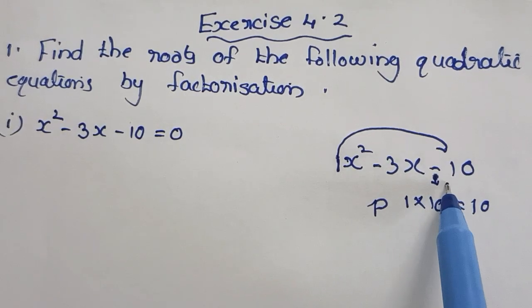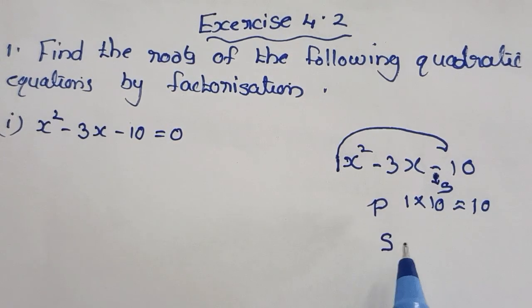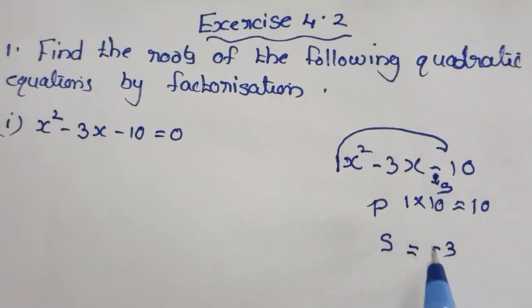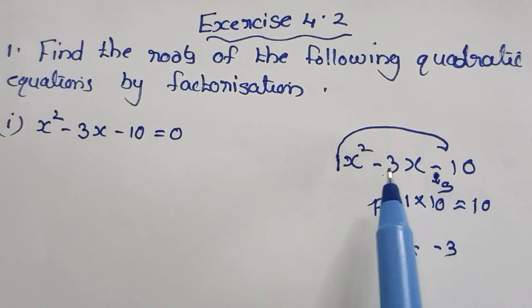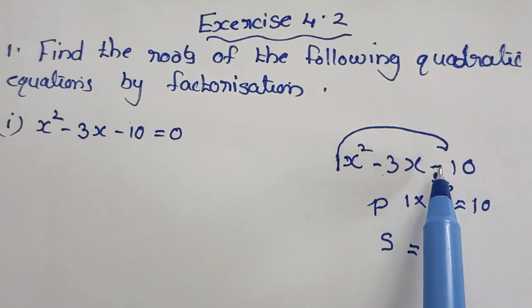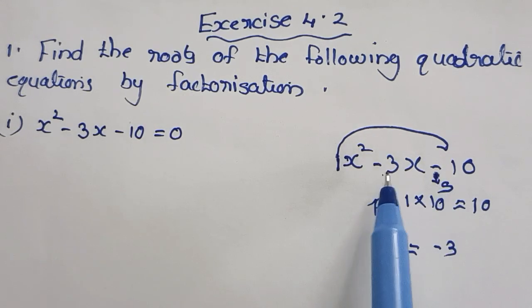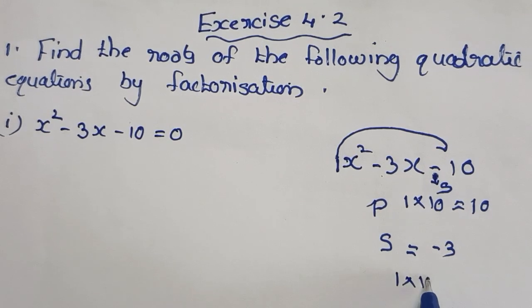Therefore, after subtracting those two numbers, we have to get minus 3. Product of two numbers should be equal to 1 into 10, that is equal to 10. Since the last sign is minus, when you subtract the same numbers, we have to get minus 3. Now to find the numbers, we have 1 into 10 equal to 10.